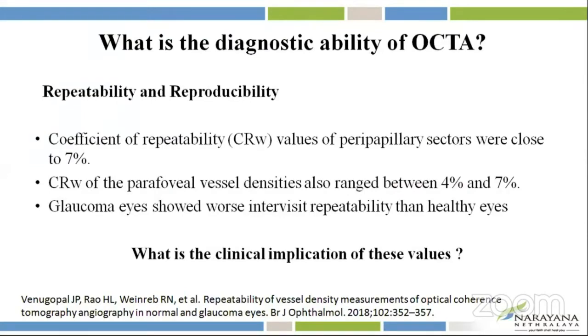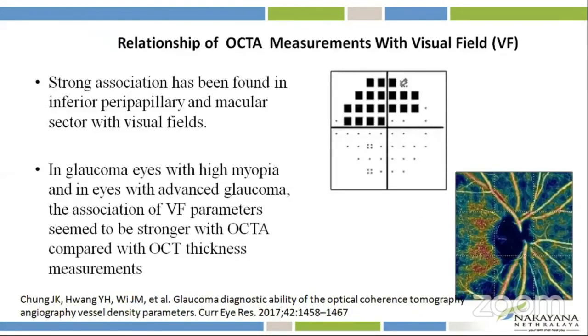Whenever a new machine is introduced, the intra-visit repeatability and inter-visit reproducibility of OCTA, or any machine, is constantly assessed. In OCTA, the coefficient of repeatability along the peripapillary sectors and the macula ranges between 4 to 7%. In glaucoma eyes, it showed worse inter-visit repeatability than healthy eyes. So what is the clinical implication of these values? This means that any change in the vessel density of less than 7% would fall within the test-retest variability and would be clinically insignificant.